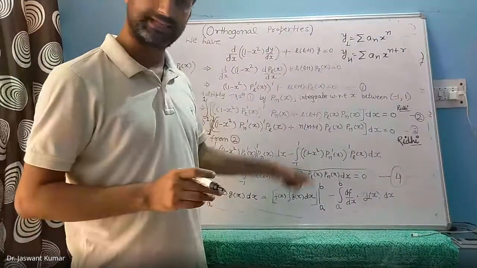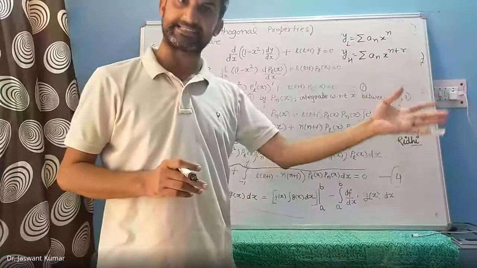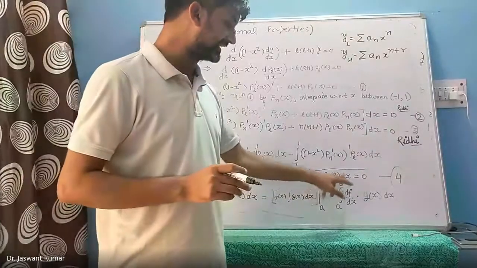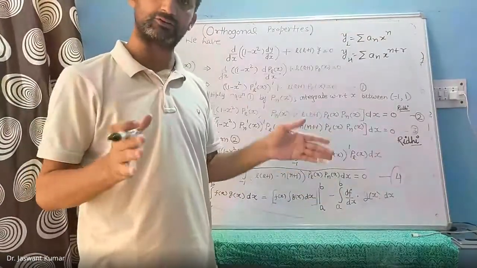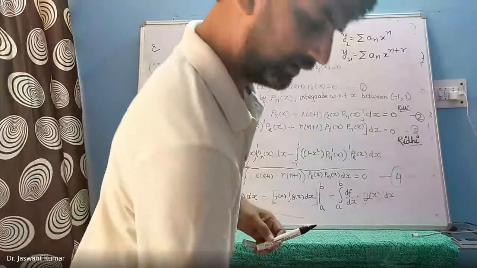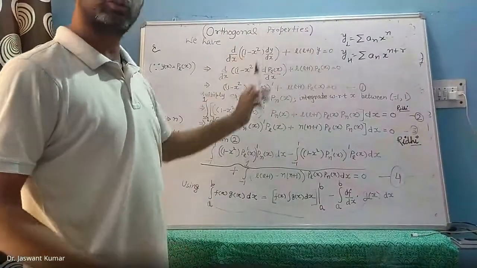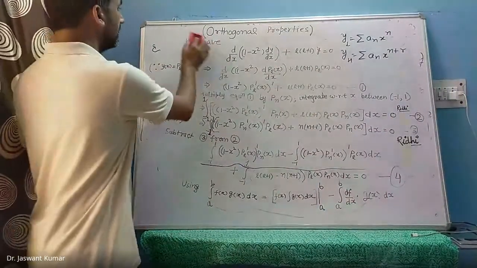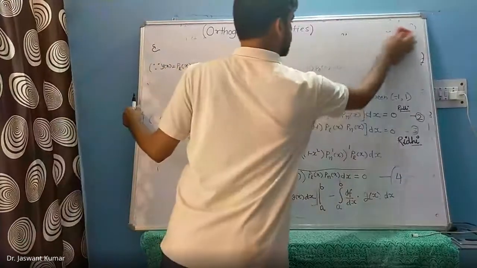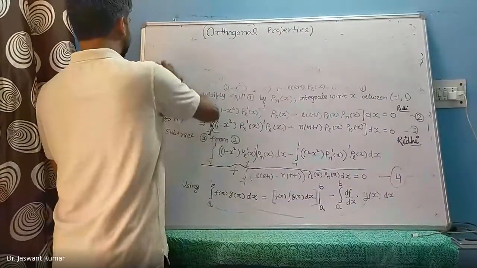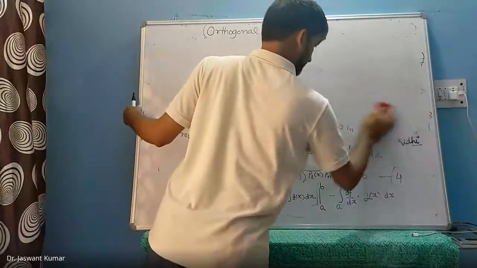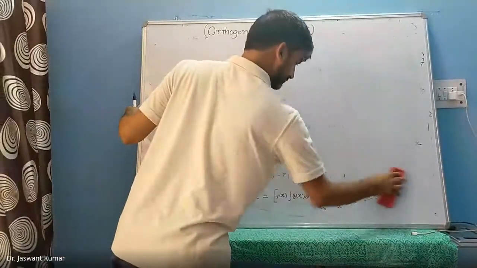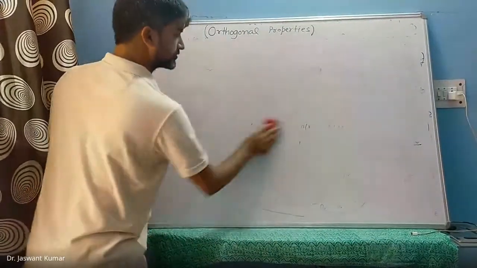Okay, so Pn x square dx is equal to Cn, in addition to PL x Pn x dx equal to 0 when L is not equal to N. Those two were the orthogonal conditions, the orthogonal properties of the Legendre polynomial. After the orthogonal properties, we had seen what the Rodrigues formula is.